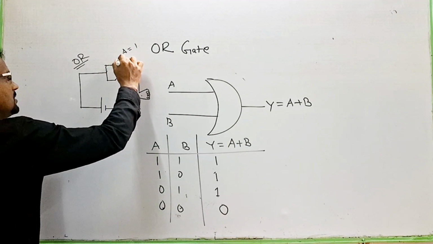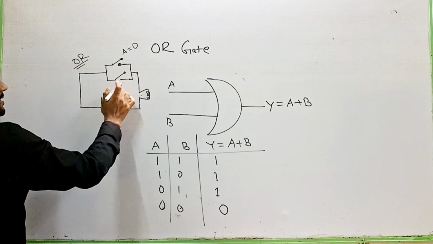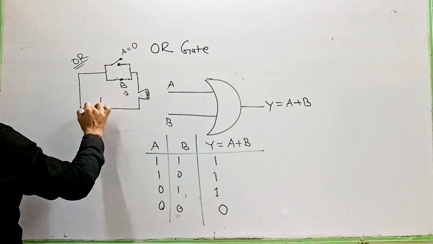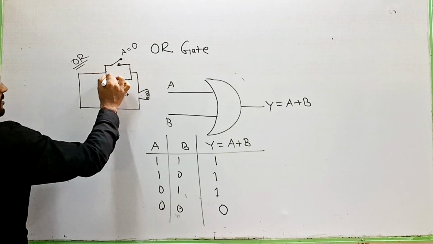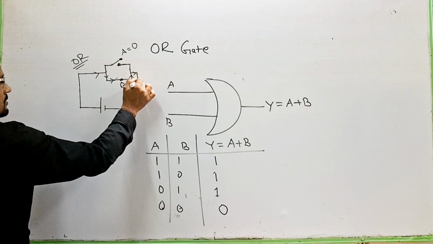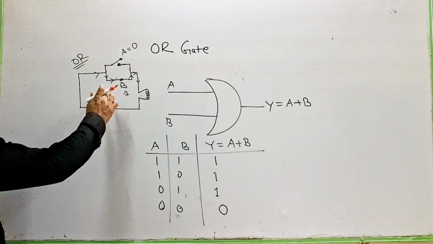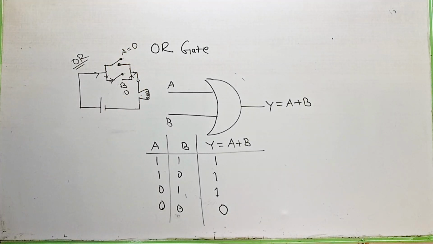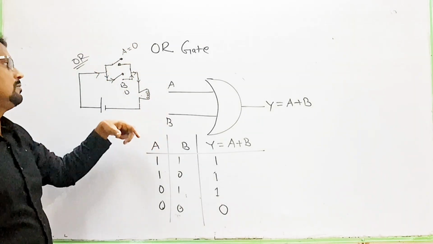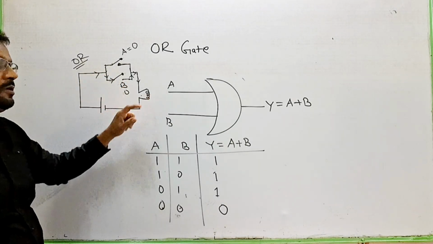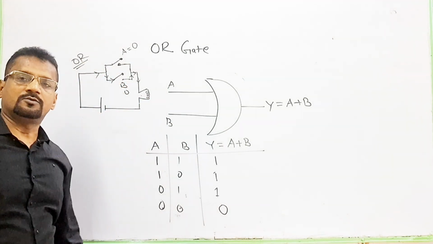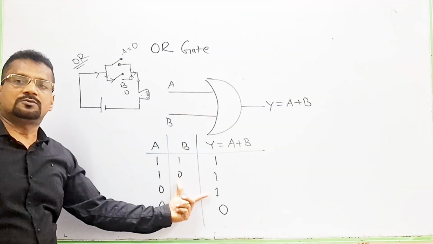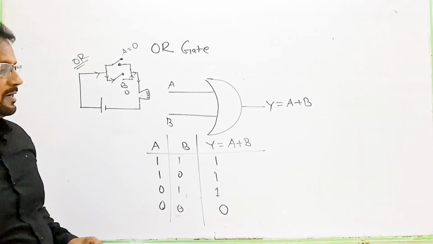Now, say A is in zero mode and B is in high mode. That means it is closed now. In that case also current will flow this path, and the bulb will glow. So from the circuit it's very much clear to you: if both are in zero mode, that means both the switches are off or low, in that case current will not flow to the bulb and the bulb will not glow. So this is the circuit for OR gate. This is the design of OR gate. This is your truth table of OR gate. I hope these two gates are clear.